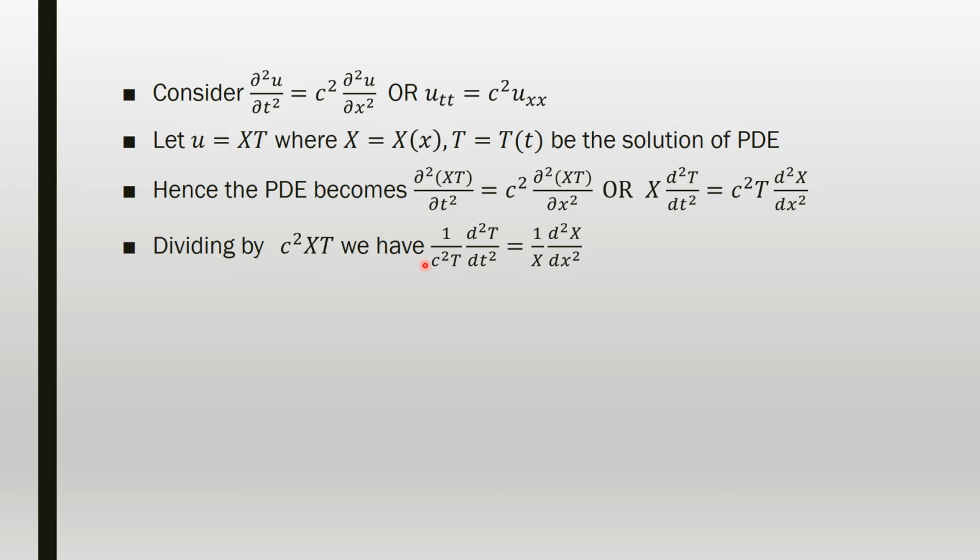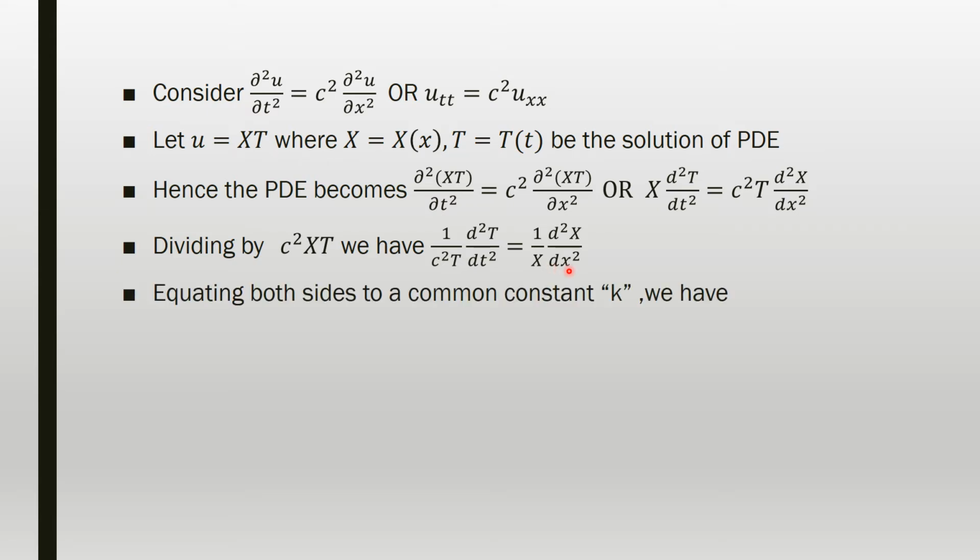See here, on the left side, we have X. If you divide by c² XT, X will cancel and 1/(c² T) remains. Similarly, on the right side, if you divide by c² XT, c² T cancels and 1/X remains. That is what is written here. That is (1/(c² T)) d²T/dt² = (1/X) d²X/dx².